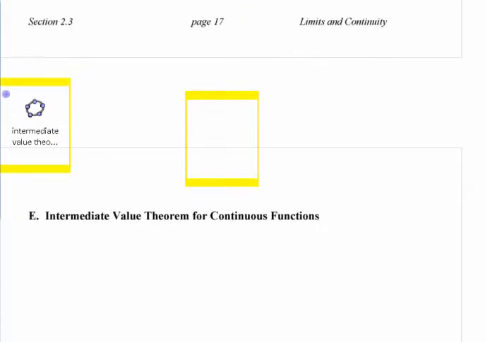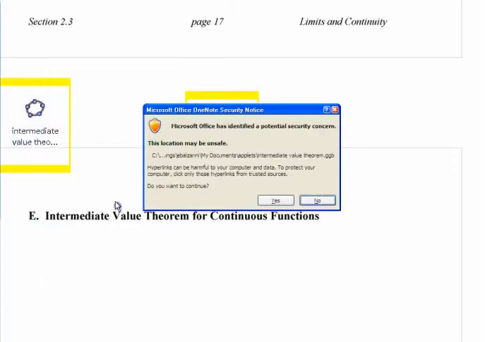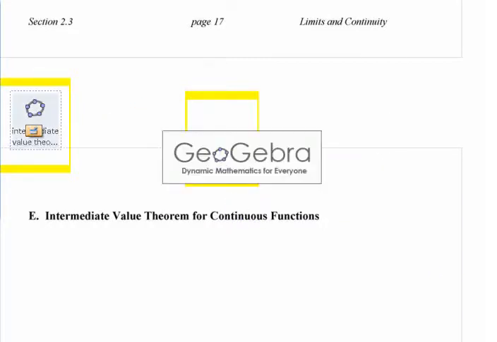Okay. Last thing we're going to talk about is the intermediate value theorem, which is a pretty important idea. It's sort of obvious when you think about it, but when we write out what it means here.